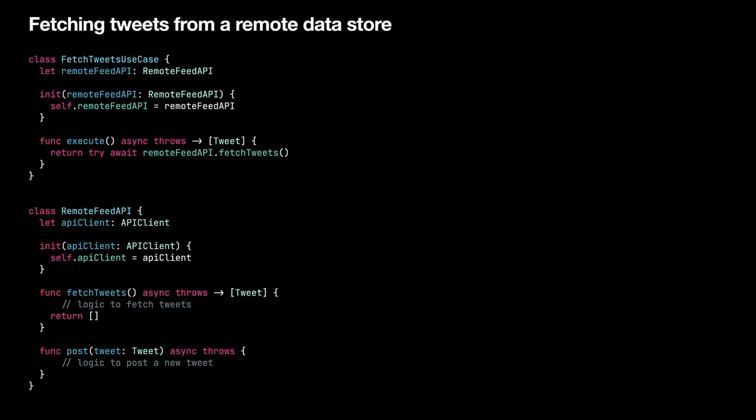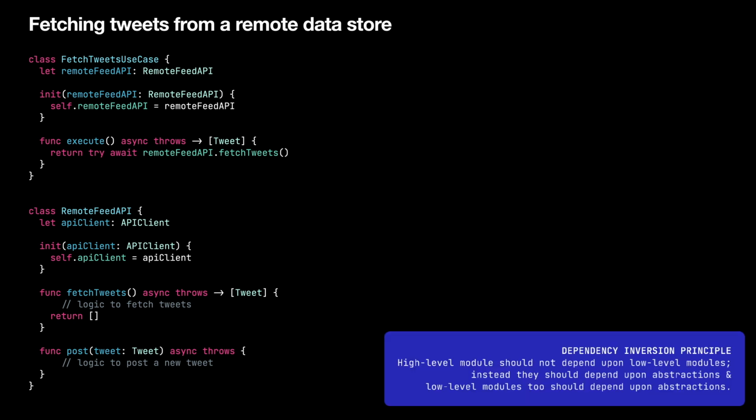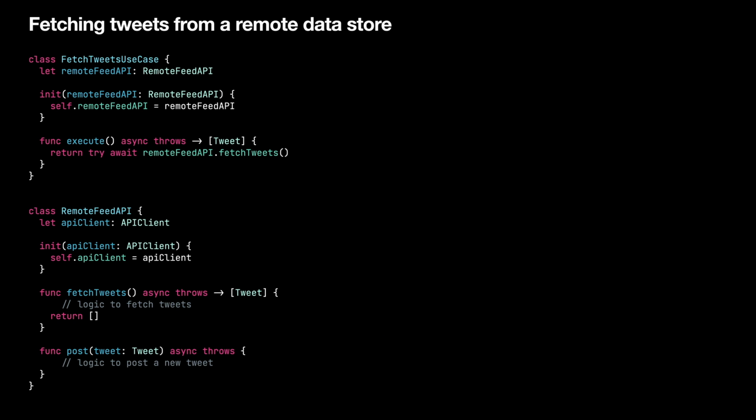The second issue is we are breaking the dependency inversion principle, which states high-level modules should not depend upon low-level modules. Instead, they should depend upon abstraction, but also low-level modules too should depend upon abstraction. And the third issue is that testing becomes harder since we are depending on concrete implementation and not abstractions. So let's fix this. I think we can do better.